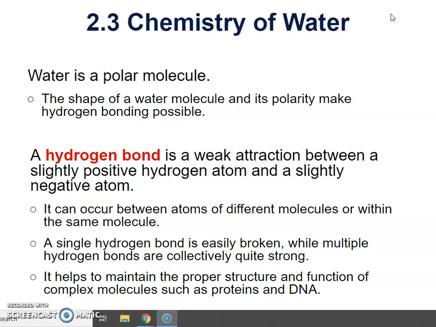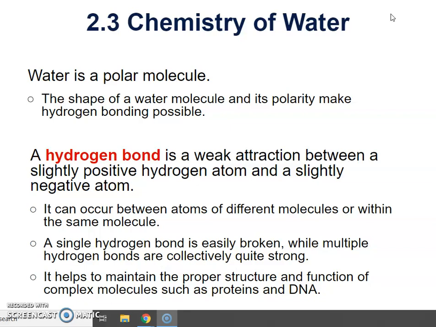This allows water to form what's called a hydrogen bond. A hydrogen bond is a weak attraction between a slightly positive hydrogen atom that is in a compound, in a molecule, with the slightly negative atom of another molecule of that same compound. It can occur between atoms of different molecules or within the same molecule.